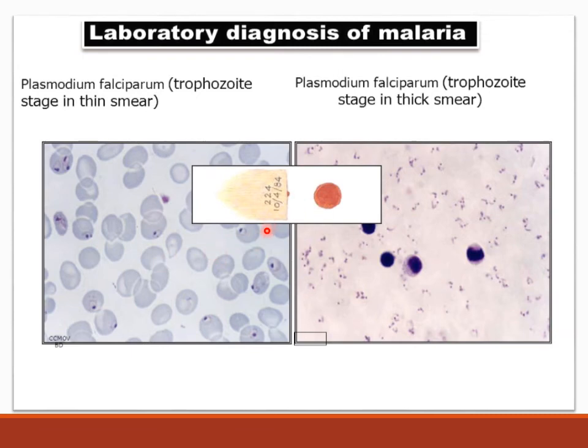Another image which shows the difference between the thin smear as well as thick smear. In thin smear, this is the smear image. This is the thick smear. In thin smear, we can see the trophozoites within the RBCs, whereas here in the thick smear we are making out the trophozoites without the RBCs, because while staining the thick smears there is a step called the dehemoglobinization step. So by that step the RBCs or the hemoglobin content will be removed from the smear and only the parasites are made to be visible.